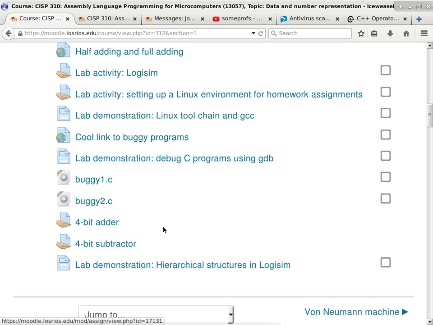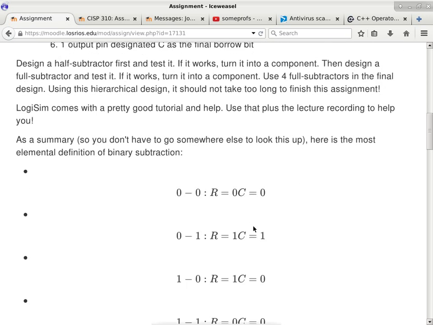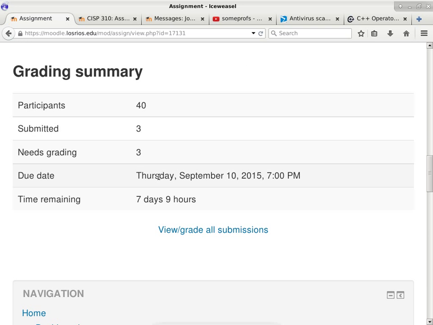All right, so we are pretty much done with the 4-bit adder. We talked about it in class. I also demonstrated in class how to create hierarchical structures using LogicSim, so that's what you need to do with your 4-bit adder. The next homework assignment is the 4-bit subtractor, and I have a due date assigned for this already, which is 2 days after the adder. Let me just double check. So it is due on Thursday, September 10th.